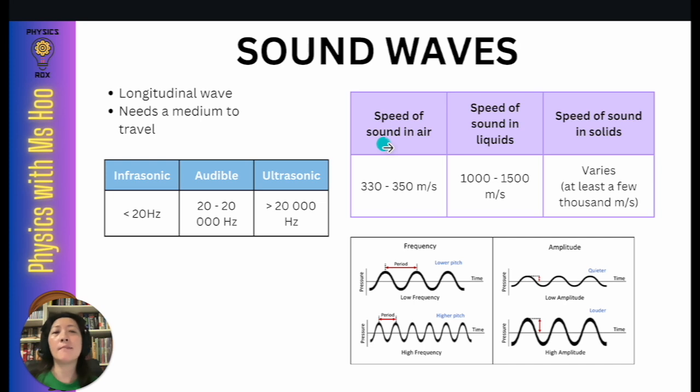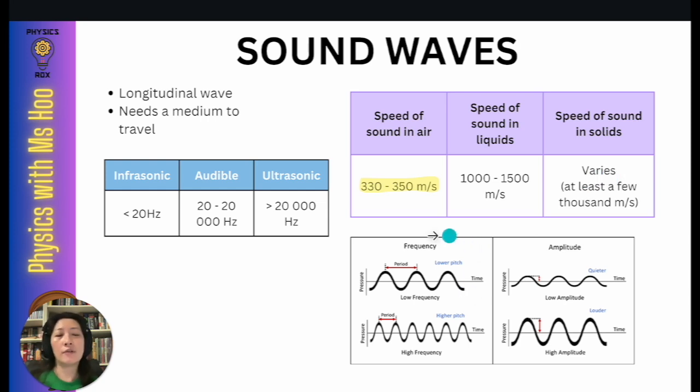The approximate value of speed of sound you must know in particular is the speed of sound in air, which is between 330 to 350 meters per second. In terms of liquids and solids, they don't necessarily test you on this, but it is helpful to know as well. The speed of sound in liquids is generally between 1,000 to 1,500 meters per second, whereas in solid it varies, but it's normally at least a few thousand meters per second.